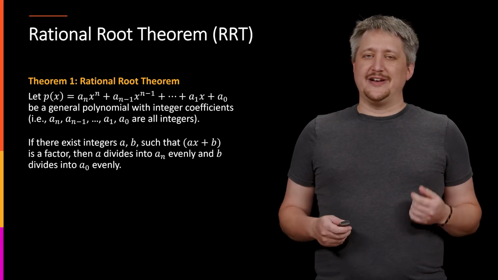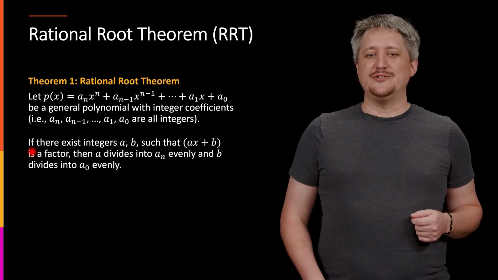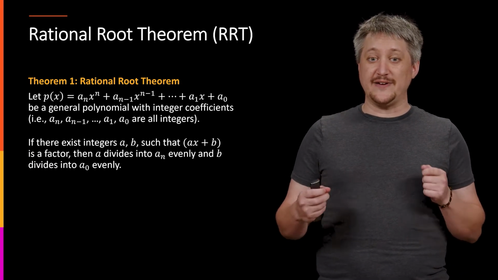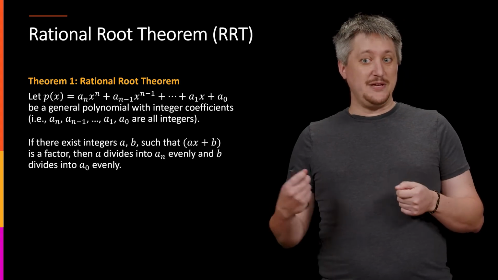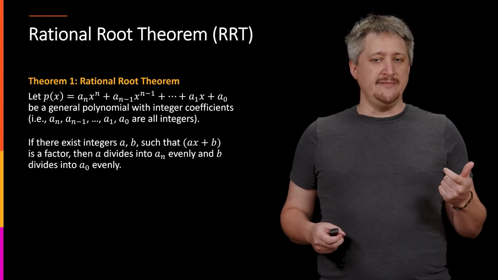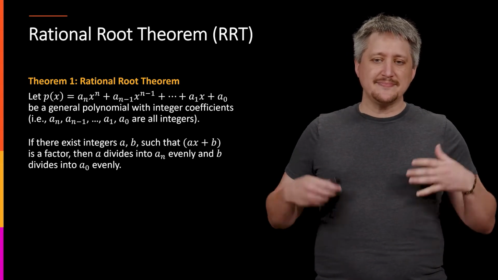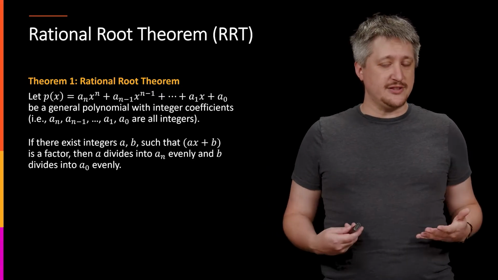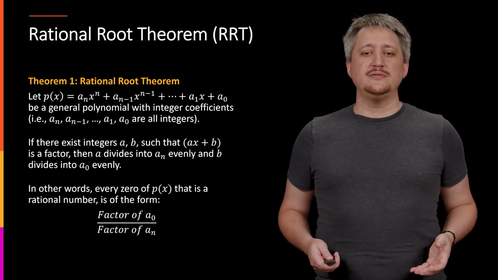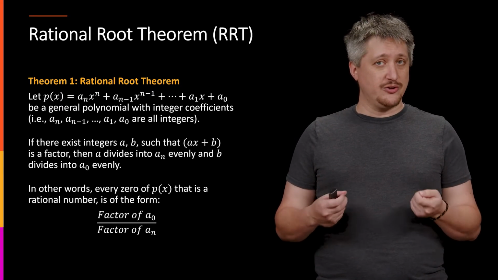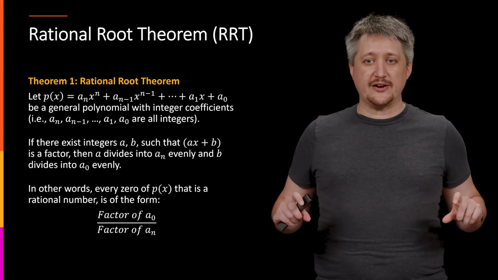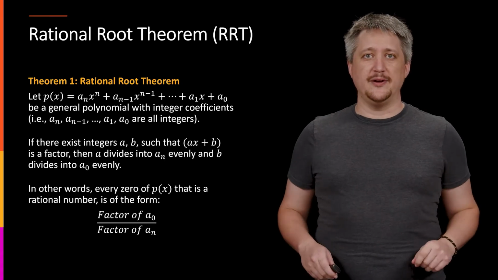If there exists, again, I want to draw real emphasis to the if there exists, integers a and b such that ax plus b is a factor, meaning that minus b over a is 0, then a has to divide a sub n evenly, and b divides a sub 0 evenly. So a nice way of summing this up is that if we have a 0 for p of x that is a rational number, then it's going to be of the form a factor of that leading coefficient divided by a factor of that constant, okay?